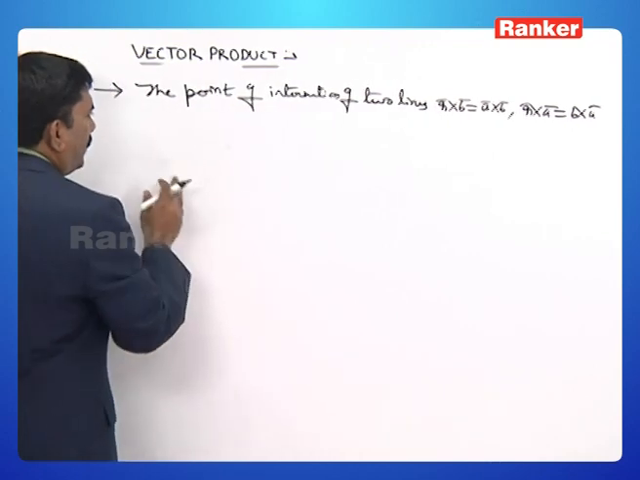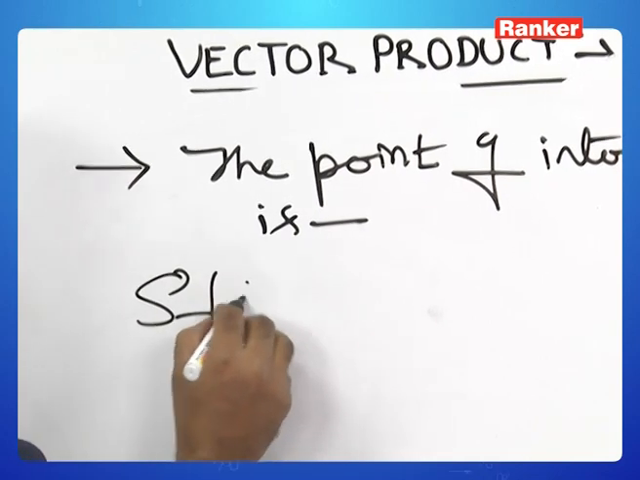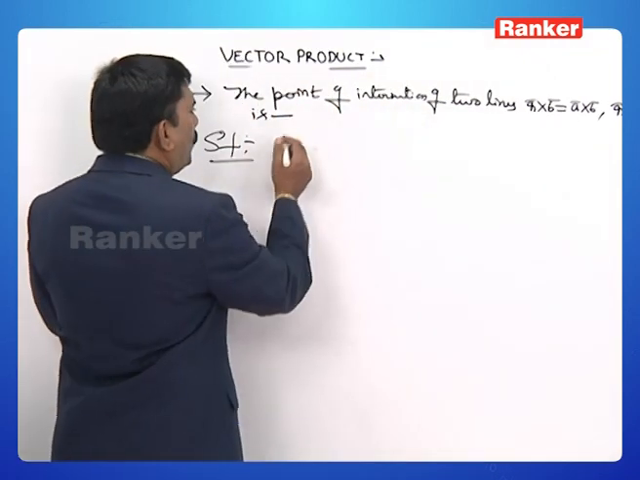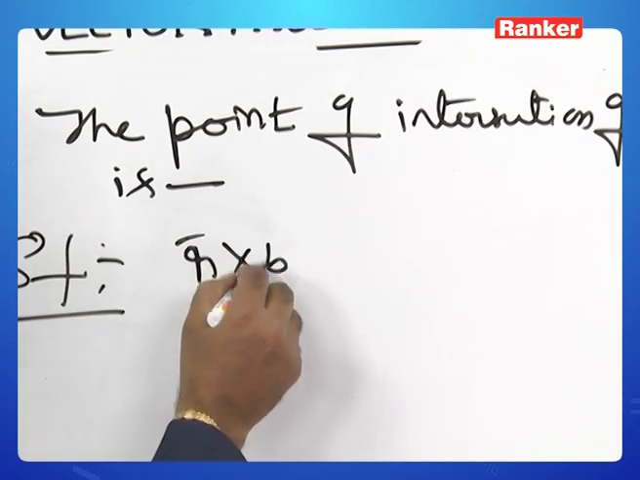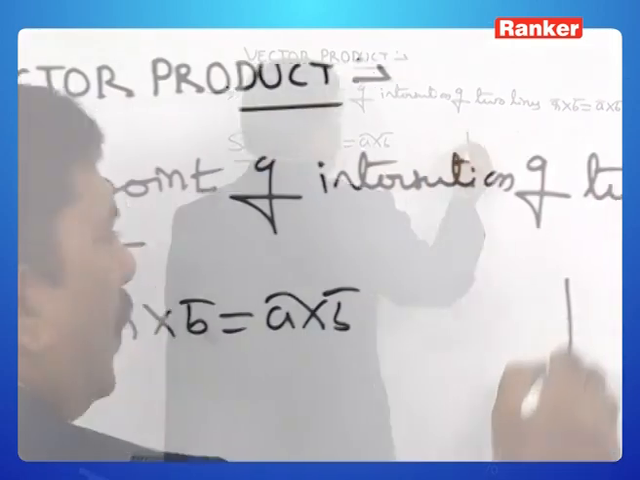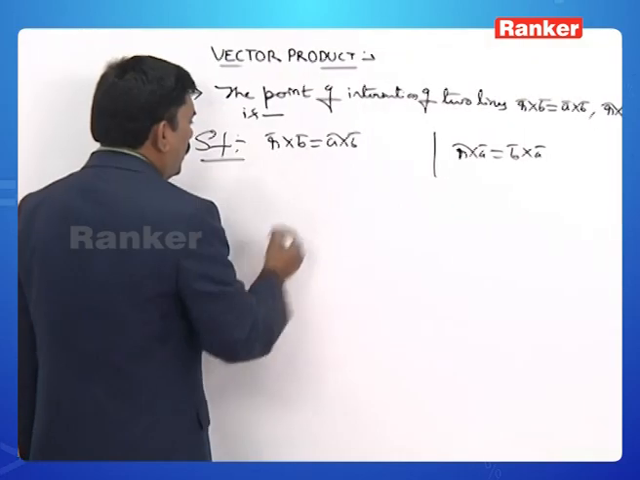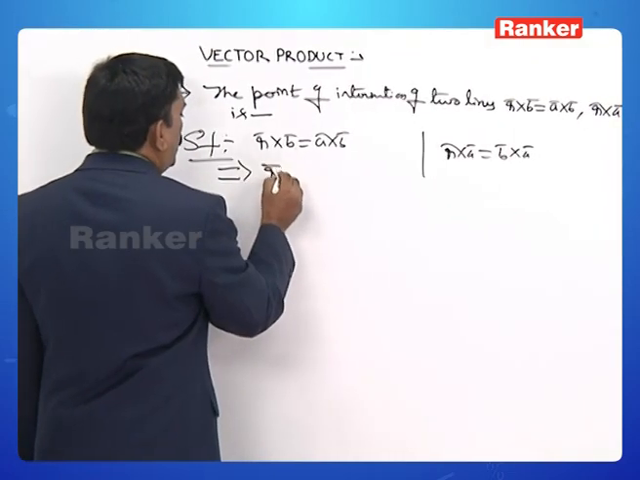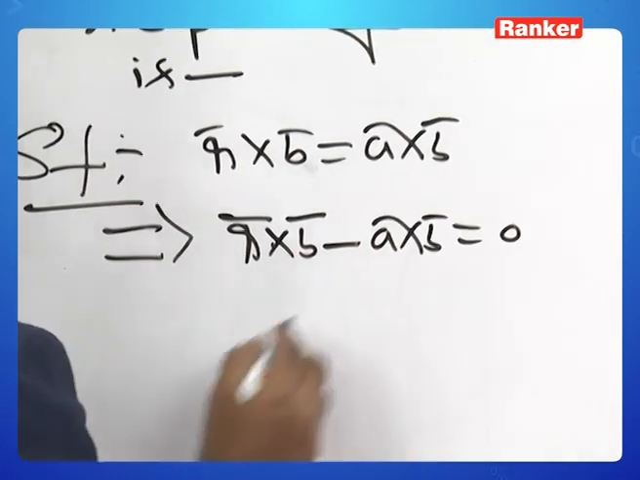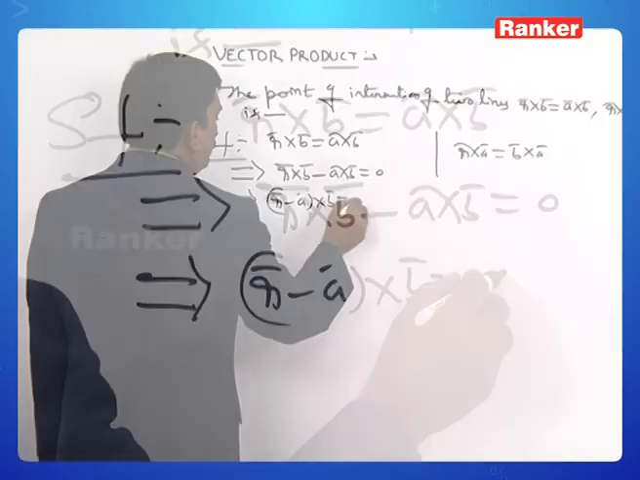Now let us find out the point of intersection of these two lines. What is given? R bar cross B bar is equal to A bar cross B bar is one line. Another one is R bar cross A bar is equal to B bar cross A bar. Let us see how to find out. R bar cross B bar minus A bar cross B bar is equal to 0. I can write R bar minus A bar cross B bar is equal to 0.